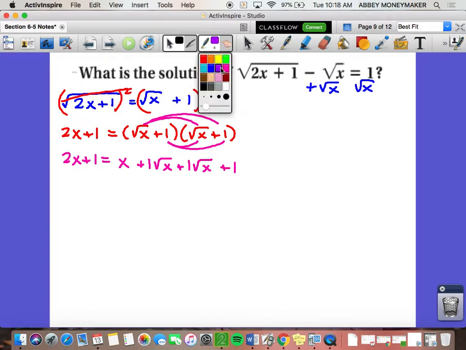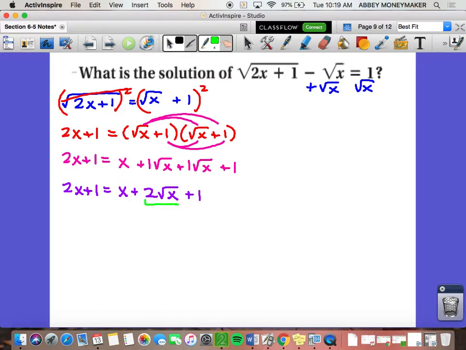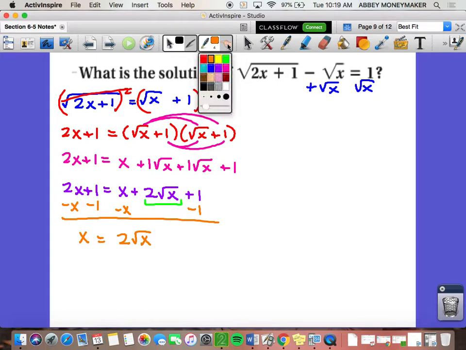So from here, let's clean this up a little bit. We have 2x plus 1 is equal to x plus, I have a total of 2 square roots of x and then plus 1. So again, I still have a radical present in my equation. So let's get rid of everything. So I would have x is equal to 2 square roots of x, because I think everything else canceled out. So from here, again, I don't want to divide by 2 because that would give me a fraction. So from here, I'm going to go ahead and square both sides.